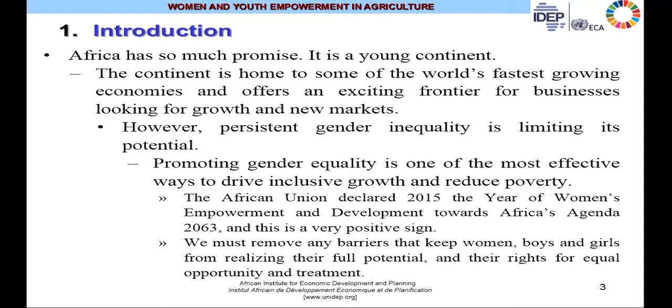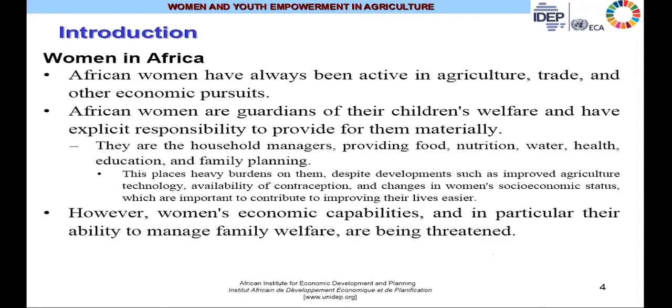The African Union declared the year 2015 as the year of women's empowerment and development towards Africa's Agenda 2063. And this is a very positive sign that African leaders declared the year 2015 as a year for women's empowerment. "We must remove any barriers that keep women, boys, and girls from realizing their full potential and their rights for equal opportunity and treatment," said the African Union statement. That was an appreciation of the role of women in Africa.